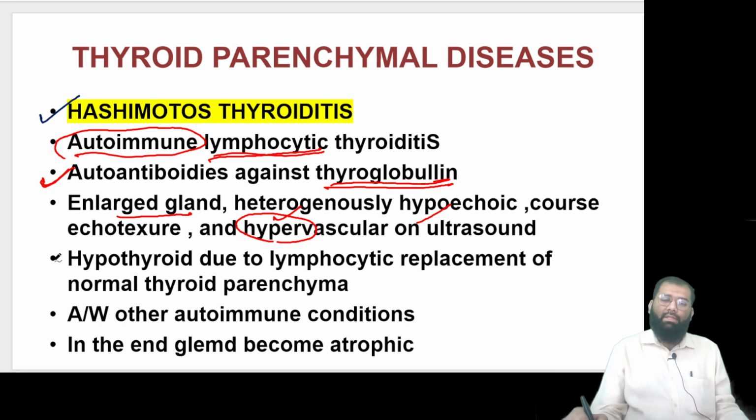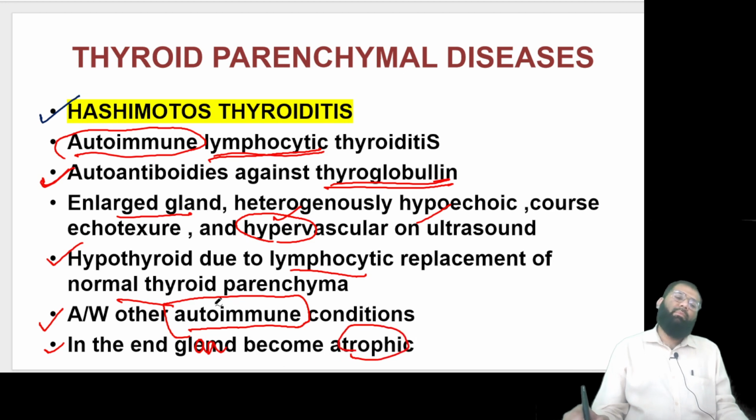Okay, vascularity increases, but later on there is hypothyroidism, due to lymphocytic replacement of the normal thyroid parenchyma, and you will see that it is associated with autoimmune conditions. So it can be associated with Sjogren's syndrome, it can be associated with other autoimmune conditions like sarcoidosis. So in the end, you might find that the gland becomes atrophic. Okay? The entire gland becomes atrophic, just like a muscle.